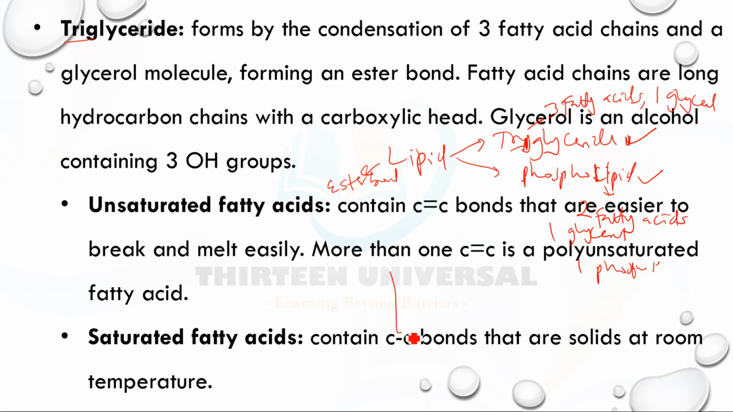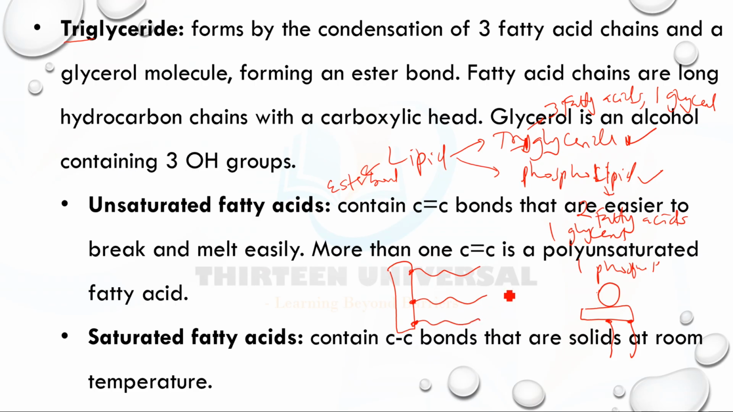But this is glycerol. This is fatty acid. Then the fatty acid there, fatty acid there. So each one, this is where we have an ester bond. So it has 3 ester bonds for triglyceride. But if you look at this guy, phospholipid, he has only 2 ester bonds.